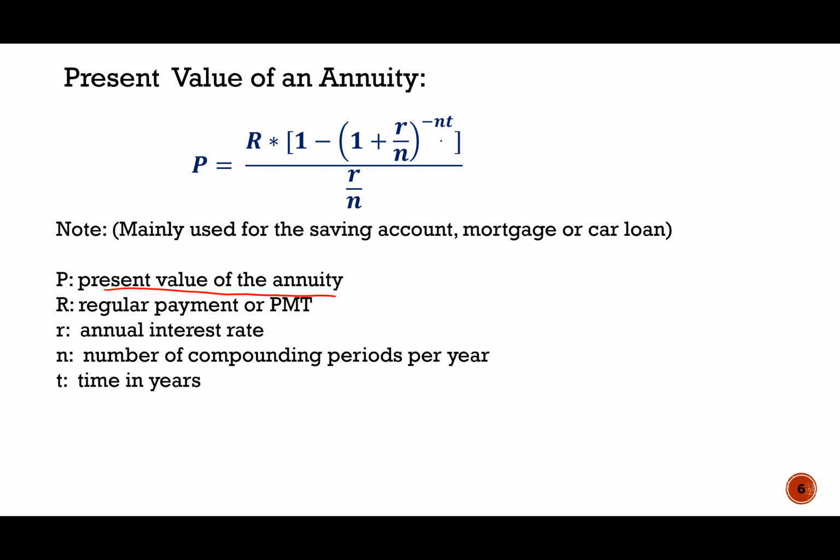And anytime you're talking about present value, you can relate it to a saving account, mortgage, car loan, or credit card account. All of these are present value of the annuity examples. And sometimes it's easier to relate it to certain financial tools you utilize in your daily life, right? Like credit card, probably everybody has a credit card.